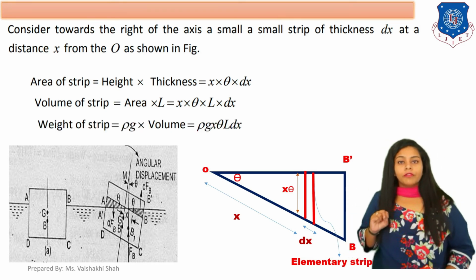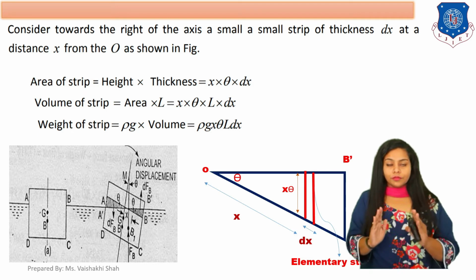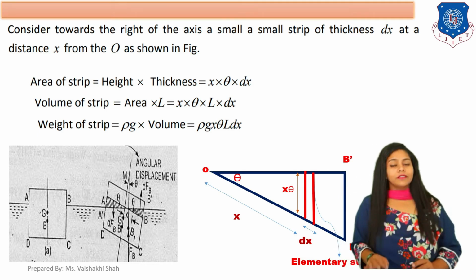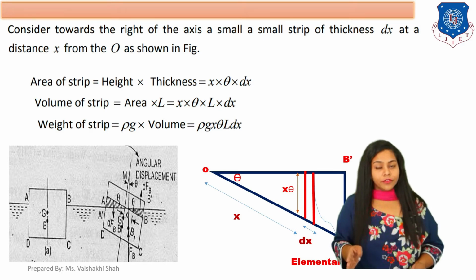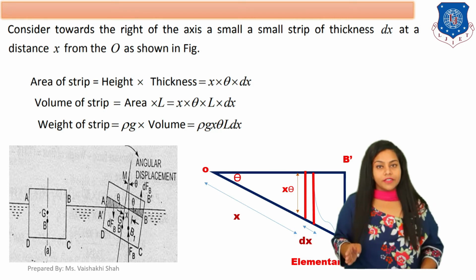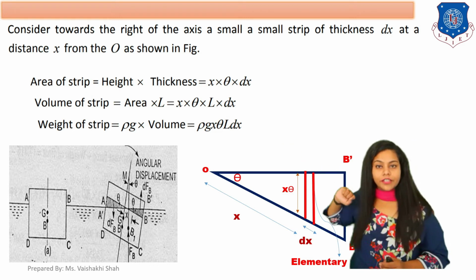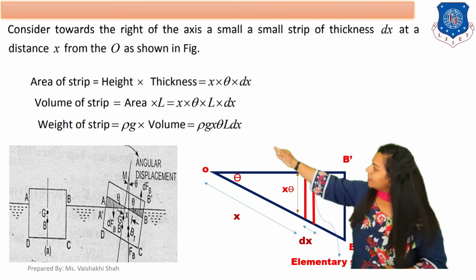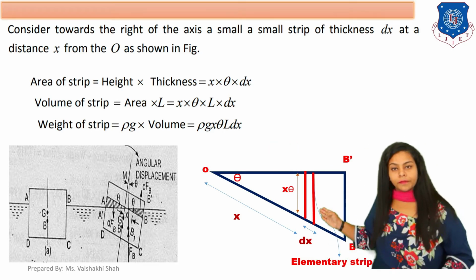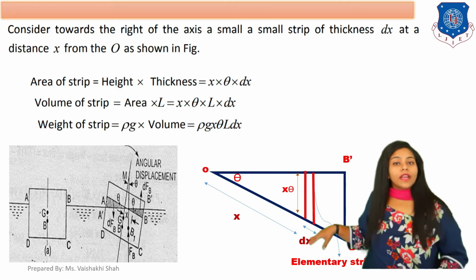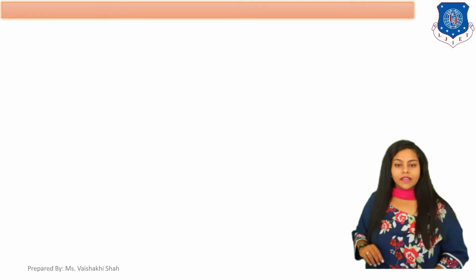Now we will find the weight of this strip, which is W. The equation for W is rho V into g. We know the weight W equals rho into V into g, where rho is the mass density of the fluid, g is the acceleration due to gravity, and V is the volume. So rho g, and we have the equation for volume, which is x theta L dx. So you got the equation for the weight of the single strip. Clear? Now we are doing some derivation steps for the single strip. Okay, so let's start.